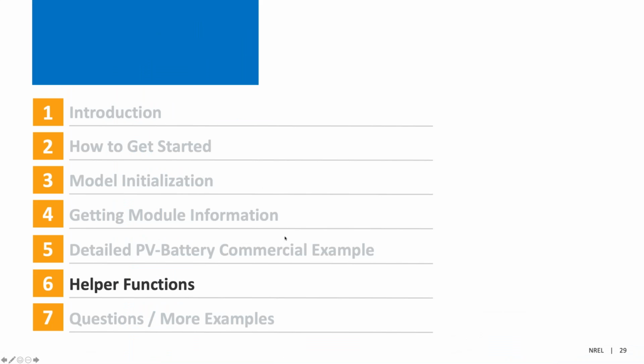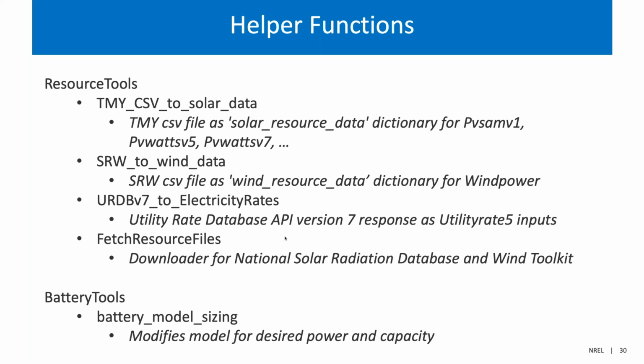So the final section of this presentation is helper functions. These are Python functions that you can use within your code. Oftentimes they were imported from SAM. There are two categories we have right now. One is resource tools. These are functions that help convert data from one format to the other, or at least the first three are.